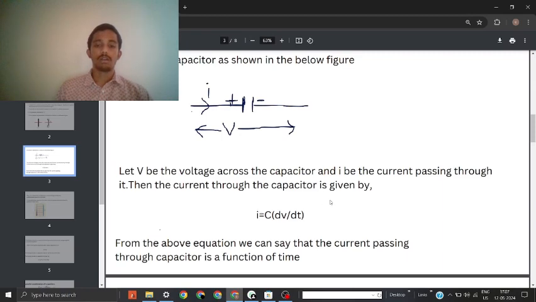So the current I varies with time, and from this we can say that if the current is not varying with time, then it will become an open circuit. So the only condition where current will not depend on time is if the voltage is DC voltage. If it is an AC voltage, then it will definitely vary with time, and the voltage will also keep on changing. So we can get a current in an AC circuit.